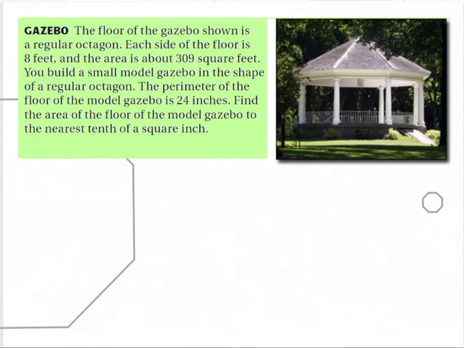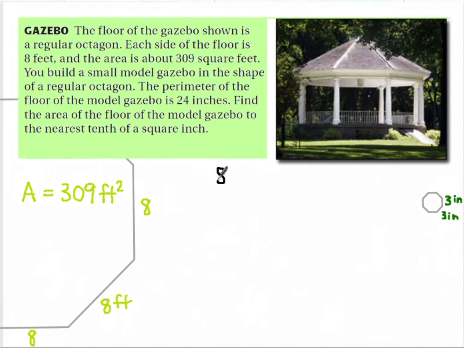That'll be useful for solving problems, like this gazebo one. Tells me that the area of this big gazebo is 309 square feet, and each side length is 8 feet. And then there's this tiny scale model, and it says for the scale model the perimeter is 24 inches. The perimeter, all 8 sides added up is 24. Would that make each side 3, right? 3 plus 3, 8 times would be 24. So each side is 3 inches.